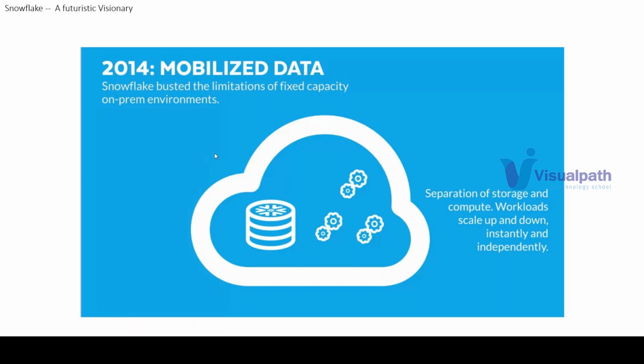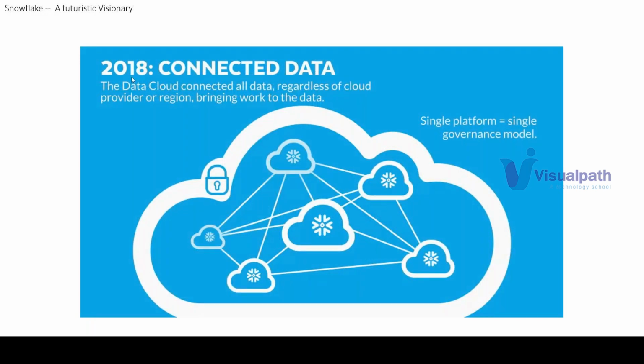In 2018, it connects with all the cloud providers and regions, beginning to work with the data. As I told you in the previous slides, Snowflake is not tied to a single cloud. It can work on AWS, on Azure, as well as on Google Cloud. Basically, that's why it is a single platform with a single governance model. It is the connected data, and again in 2022, it is programmable data.